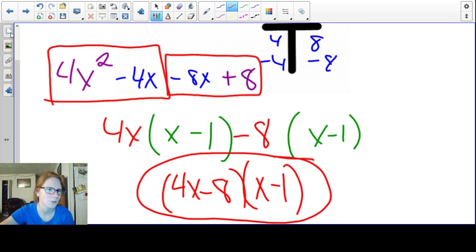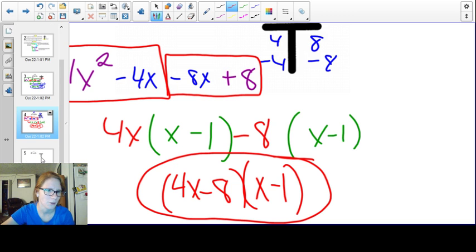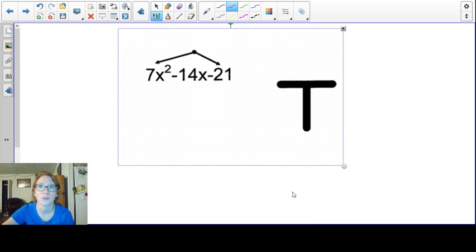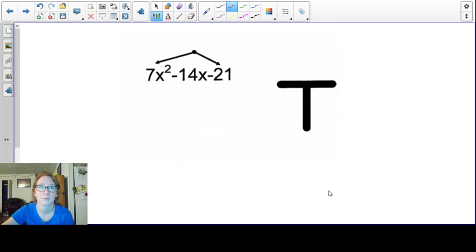I have a problem or 2 left. I don't quite remember. 2 left. Okay. Do these 2. Check them. Let me know.